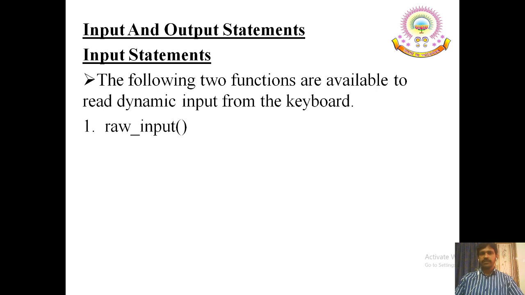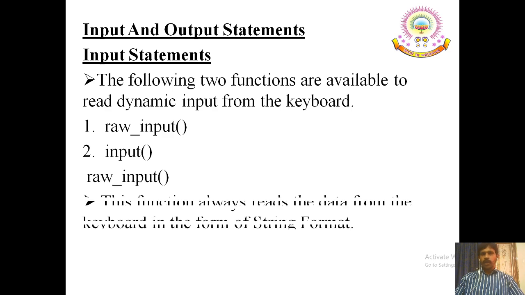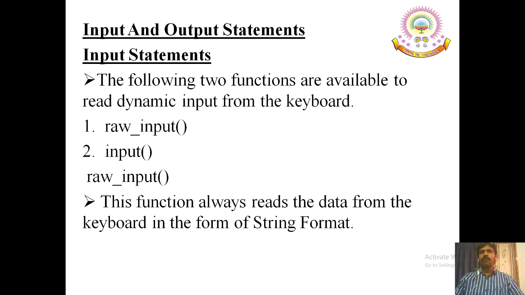Now, the first one is raw_input. The second one is input itself. There are two different kinds of functions available: raw_input, note that it is a function, and input. The raw_input function always reads the data from the keyboard in string format. This is the most important one we have to consider. Whatever data you enter will be received in string format only, always.